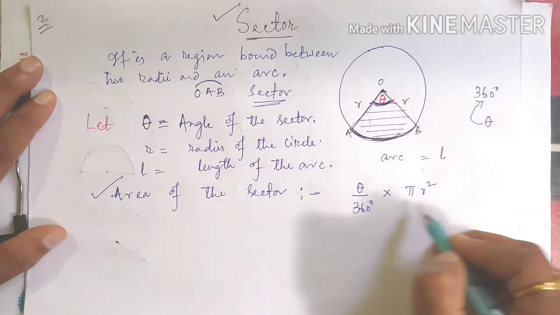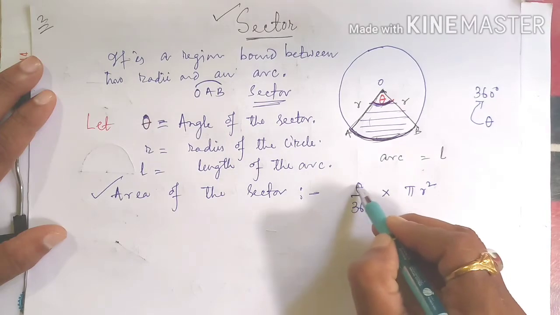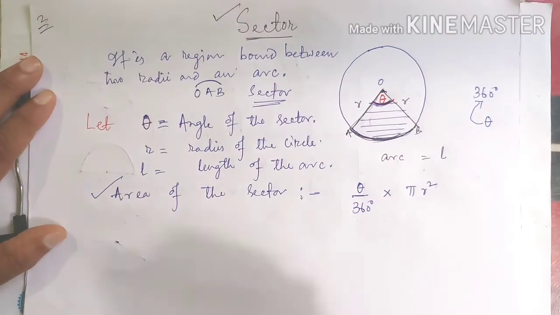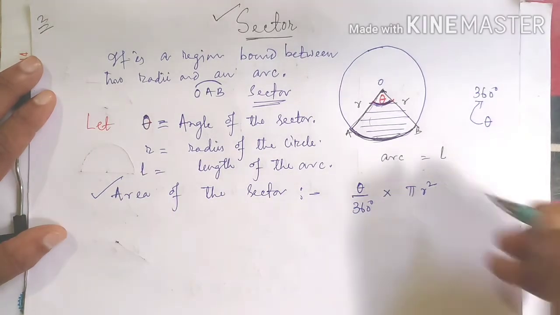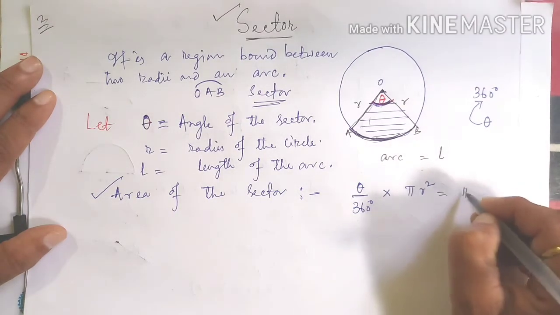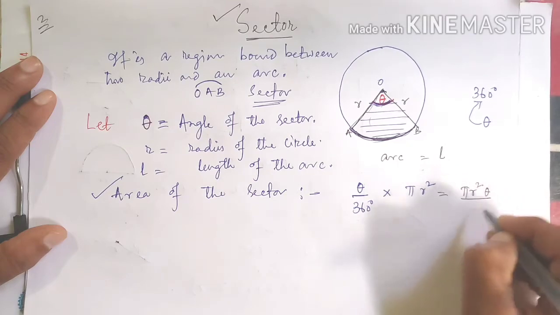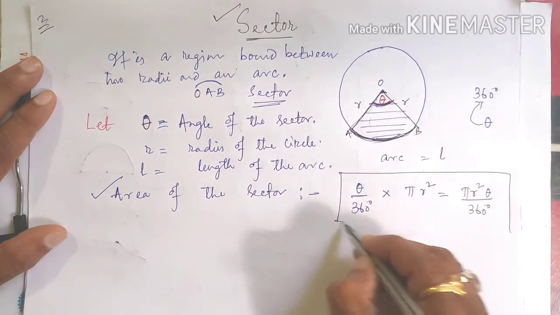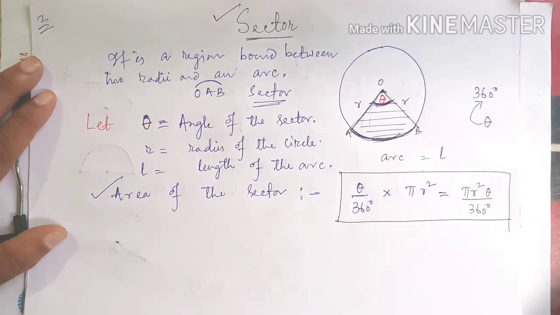Now the total circle, how much fraction of the angle is included in the total circle? That means theta by 360 into pi r square, and it is written as pi r square theta by 360 degrees. Now this, students, is called the area of the sector. Clear?